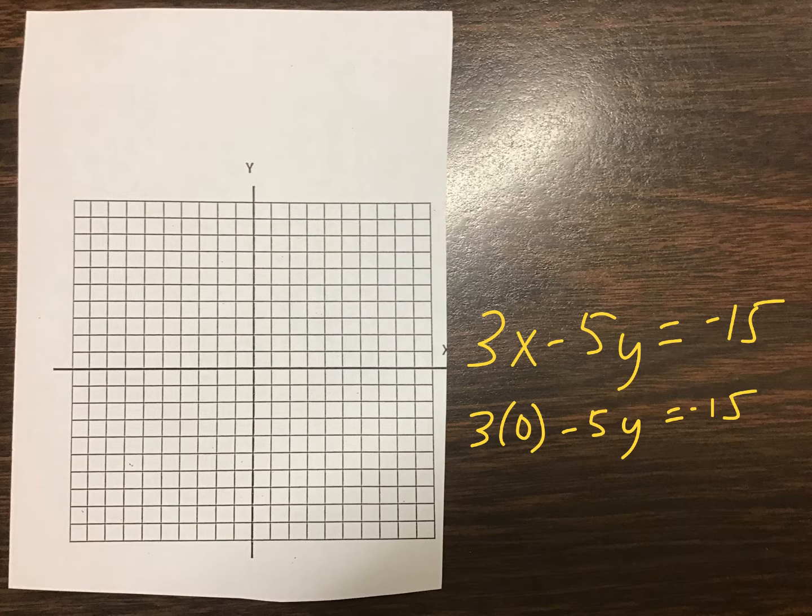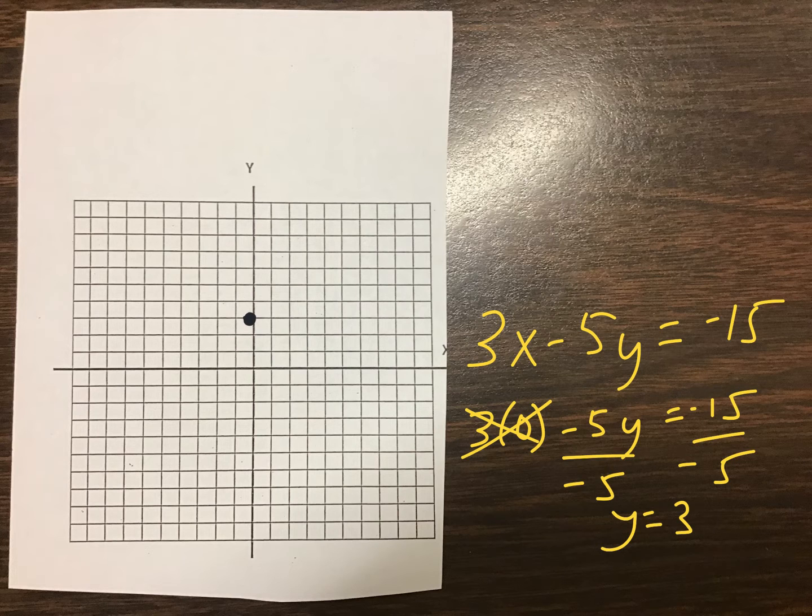No, yeah, 3, because this is going to be gone. Don't I have to divide by a negative 5? Oh, positive. So y is going to be a positive 3. So that y-intercept is 3. Now we have to do the x value. We have to find the x-intercept.